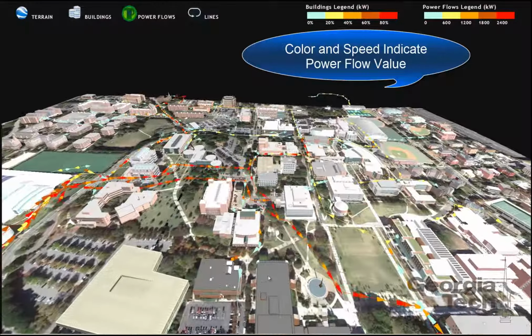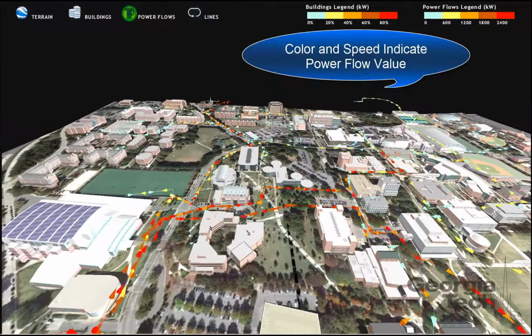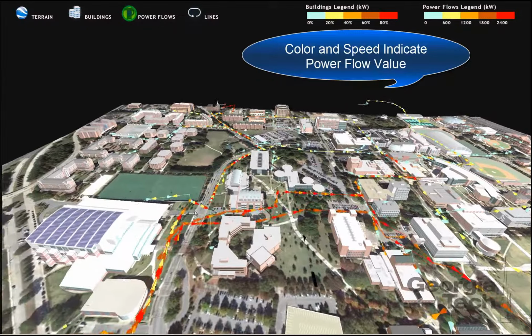You can zoom to particular areas of the campus to see the power flow lines in that area. As you can see, the color and speed indicate the power flow values. Between any 2 points, multiple lines may run. These power flows are not static. Otherwise, they would have simply been an animation rather than a data visualization.